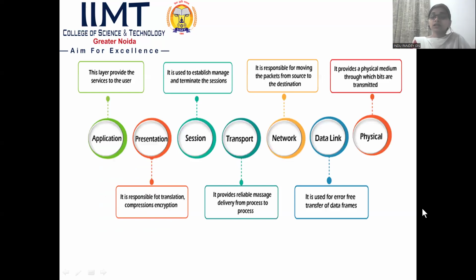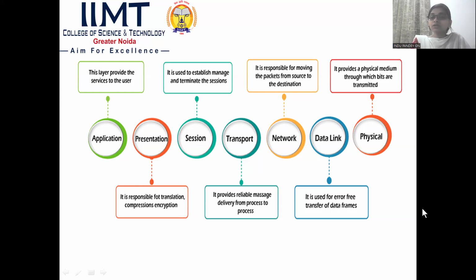Before understanding the functionalities of these layers, I would like to introduce the role of these layers. The physical layer provides a medium through which data is transmitted. Data, as we know, consists of various types of bits. The physical layer performs the transmission of bits.